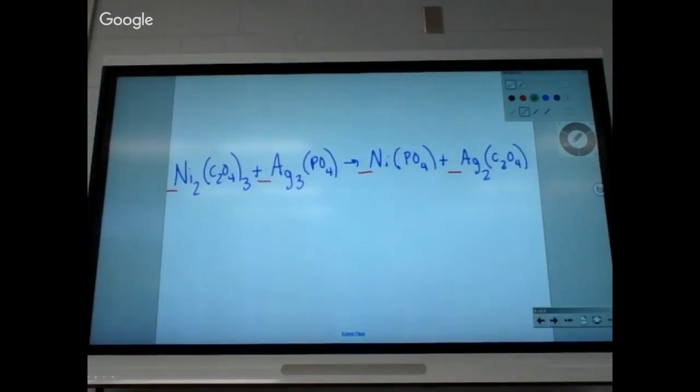All right, so when we look at this one, again, pick something. Do not try to do them all at once. Pick which one you want to ziggy out. You want to do the C2O4 or the PO4? C2O4. Okay, so the C2O4.